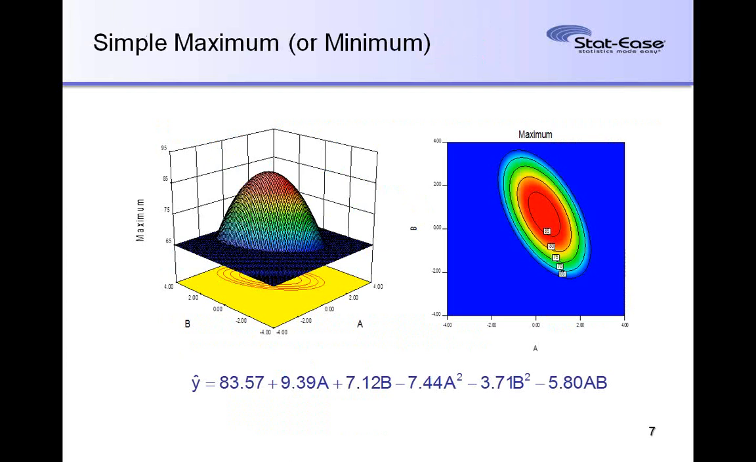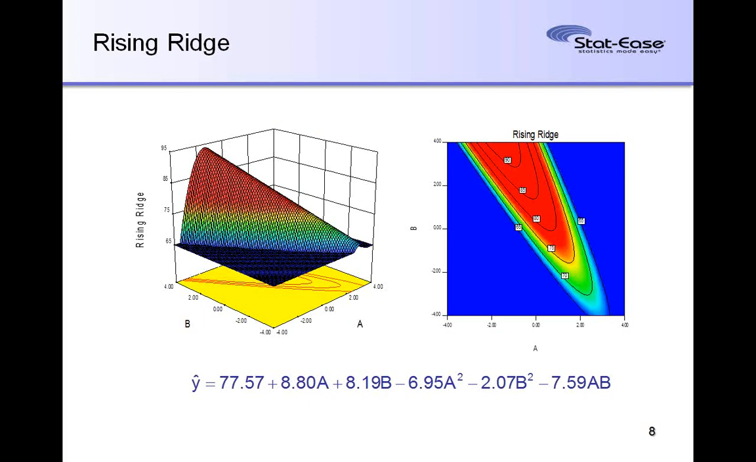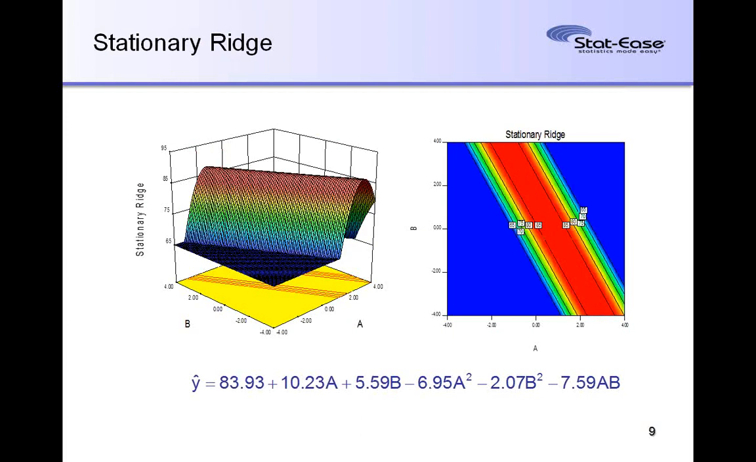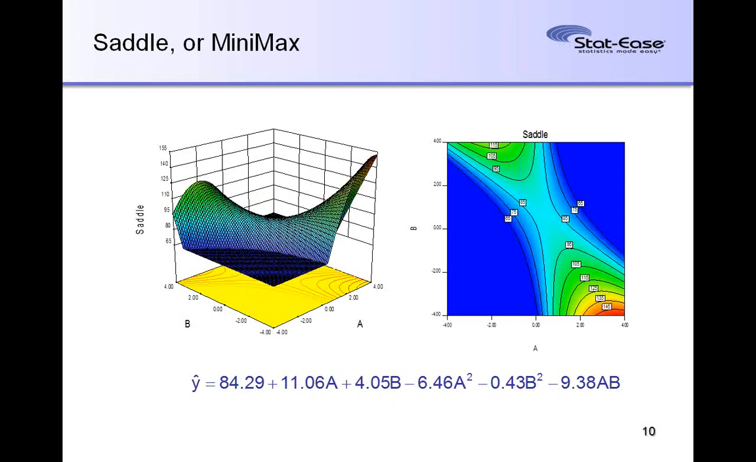I have a few slides here that show the types of shapes that we might be able to fit with a quadratic polynomial, starting with the simple maximum, or if you flip this upside down, you can get a minimum. Then there's a rising ridge, and we can also have stationary ridges. Finally, the golden grail, the really cool shape, is this saddle, or minimax, as it's called.